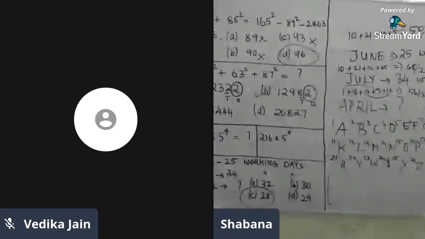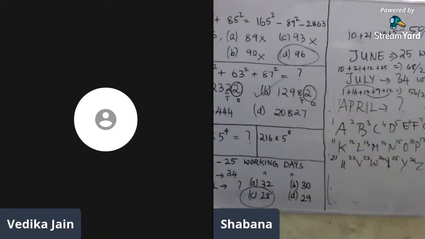So as I told you, the next question. Hello. Yes, Vedika. Yes, ma'am. It was actually really very easily understandable. But is there any other alternative way to do this? Because writing down the alphabets and then numbering them is again going to be time consuming.